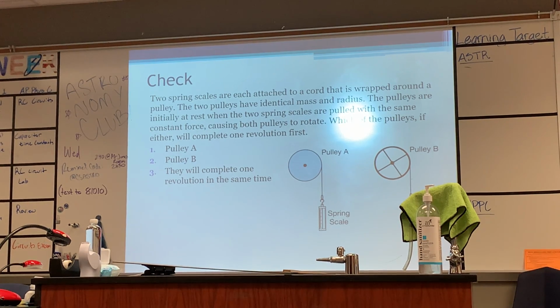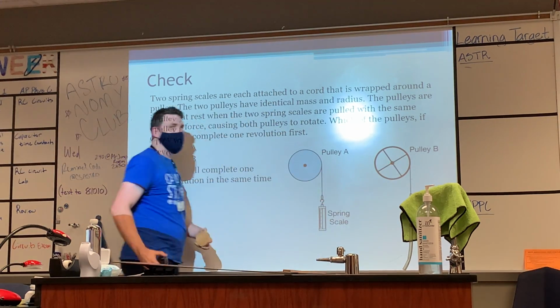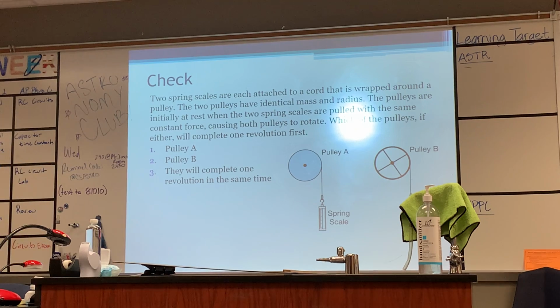Is it pulley A, which is like a ring? Is it pulley B, which is like a solid disc? Or will they complete one revolution in the same amount of time? What do you guys think? 1, 2, or 3? You said A is the solid disc? Yeah, A is the solid disc. So A is a solid disc, B is a ring. Or does it matter at all? They both rotate the same.